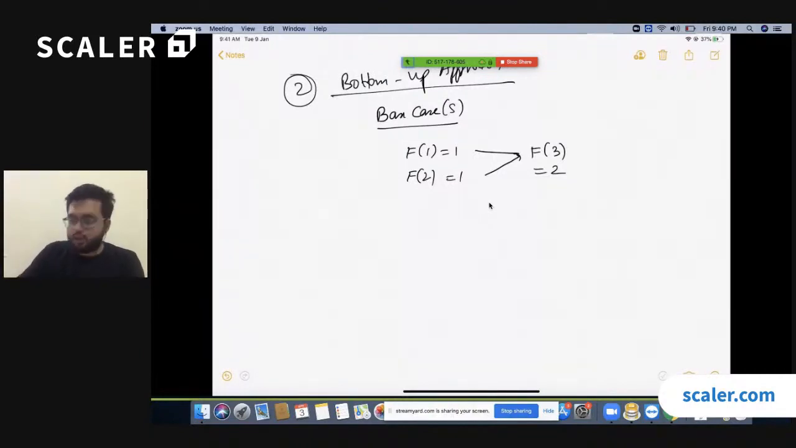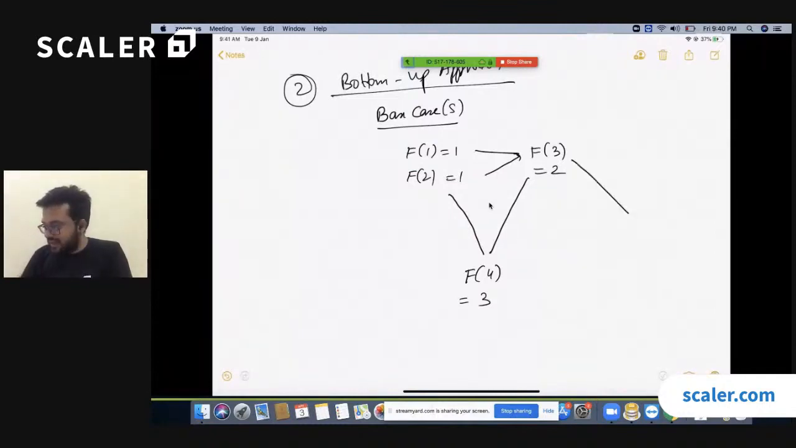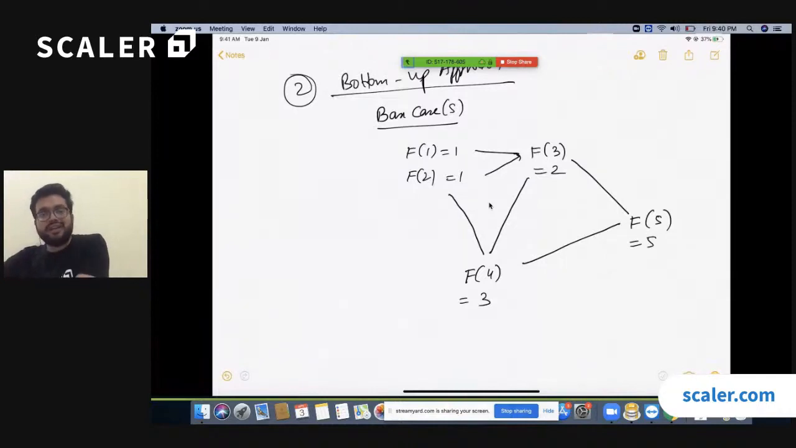Which state can you compute using this information? My suggestion would be that you can now use the answers to f of 2 and f of 3, and you can compute the answer of f of 4. Does that make sense? It would just be the sum of them, which would be equal to 3. Now you have constructed the answers till f of 4. Now you can construct thereafter as well. So now you can use the answers to f of 3 and f of 4 and create the answer to f of 5, which happens to be just the sum of them, which is 5. So you would see that you can just keep on constructing answers in the bottom-up approach as well.